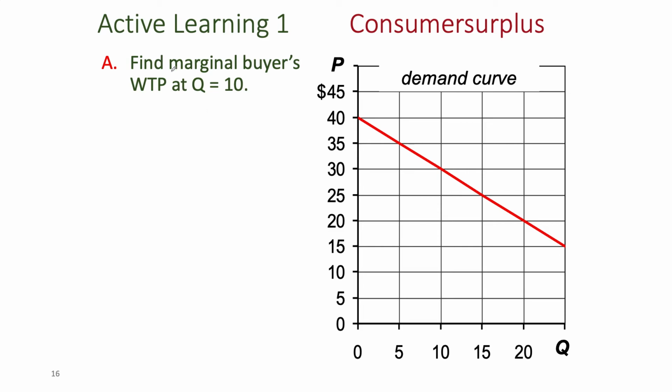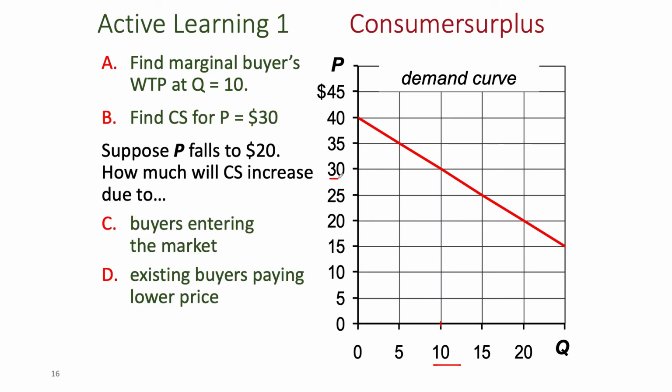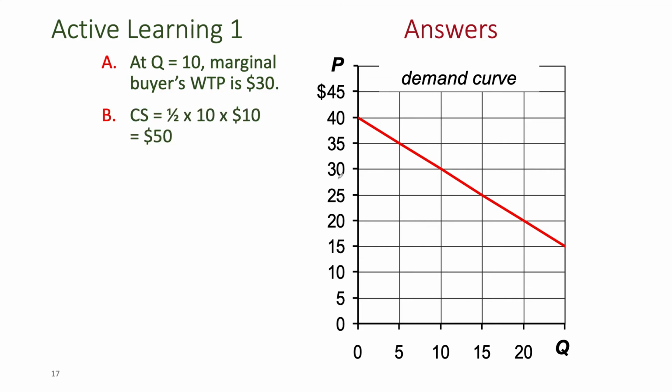Okay. What is the marginal buyer's willingness to pay when the quantity is 10? How do I find this? So the quantity is 10, right? I look up at the demand curve, and the marginal buyer has a willingness to pay of $30. We'll consider each of these cases. So when the quantity is 10 units, the marginal buyer has a willingness to pay of $30. How do I get that? At 10, I go up to the demand curve and pick up the price at that level.